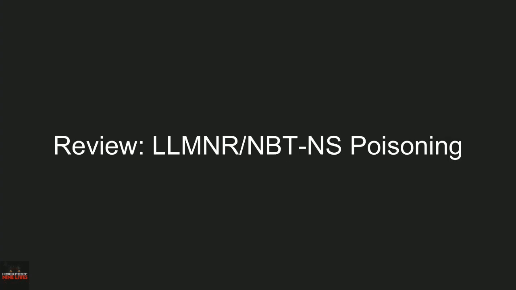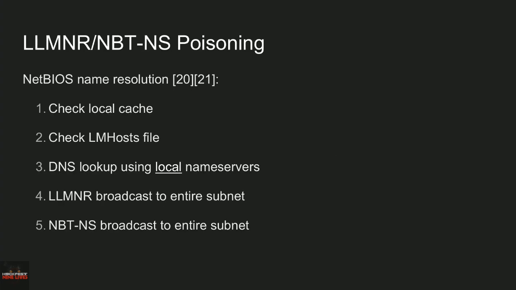One is LLMNR and NBT-NS poisoning. Basically, the way NetBIOS name resolution works is that when one Windows machine wants to talk to another Windows machine on a network, it's first going to check its local cache and also its hard-coded hosts file, which has a bunch of names and IP addresses that resolve to one another. If all that fails, it's going to attempt to use DNS, making requests to local name servers. If that fails, it's going to fall back to two protocols called LLMNR and NBT-NS, which are implemented differently but basically behave the same way.